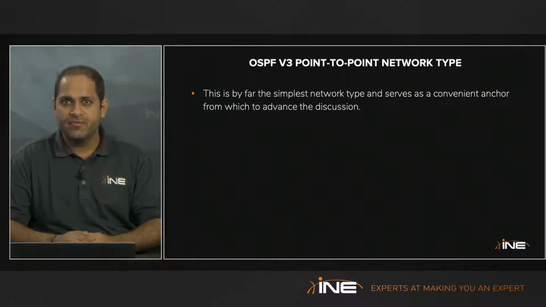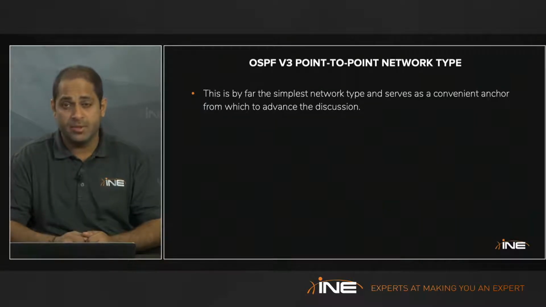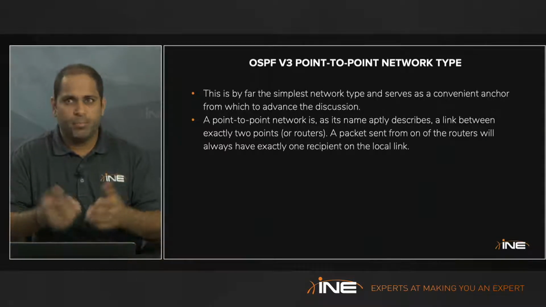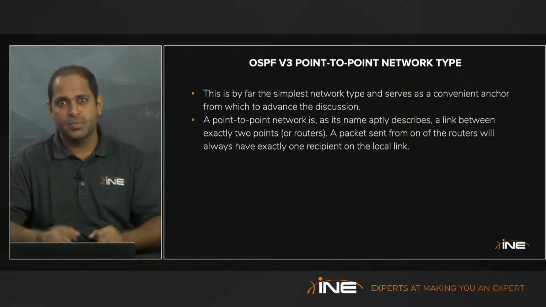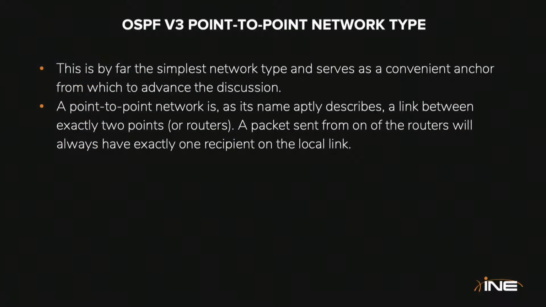Same as OSPF version 2, it's the simplest form of network type. It's mainly the default network type when you have WAN links, or if you are using tunnels for DMVPN, then by default the network type is point-to-point. As the name says, it is basically a connection between two routers. There cannot be more than two routers. It's just you and me who can establish a neighborship.